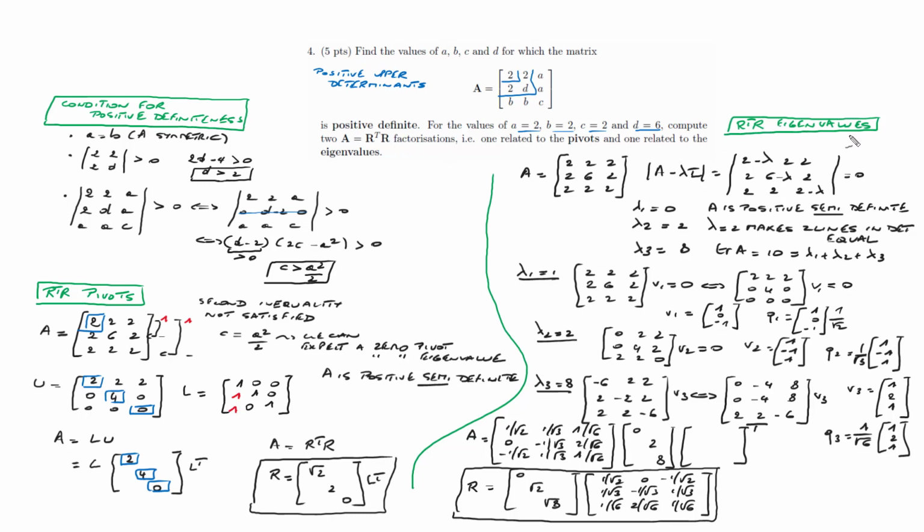Let us now have a look at the R transpose R factorization but with eigenvalues. We have already seen that we have here not c larger than a squared over 2, but c is equal to a squared over 2, so the determinant of A is 0, right? So we know that there is an eigenvalue that is 0, and this is this one over here. Here it says that lambda equal to 2 makes the two lines in the determinant equal.